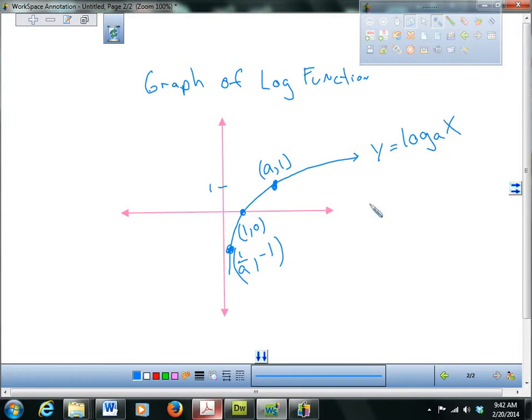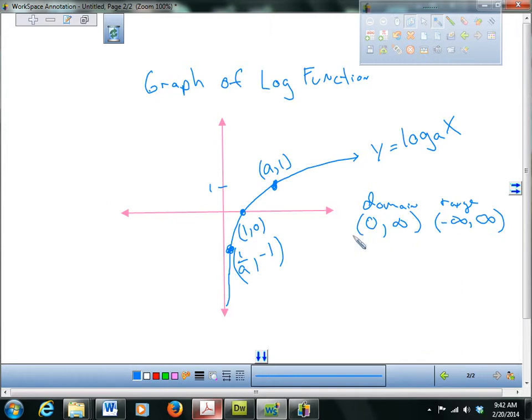It has a domain. Where does it start? Will it ever cross this axis? No. So the domain goes from 0, not including 0, up to infinity. The range goes from negative infinity up until infinity. That means if you try to take the log of a negative number on your calculator, you're going to get an error, because you can't raise something to an exponent and get a negative number.